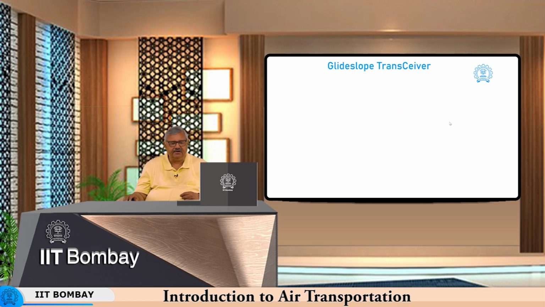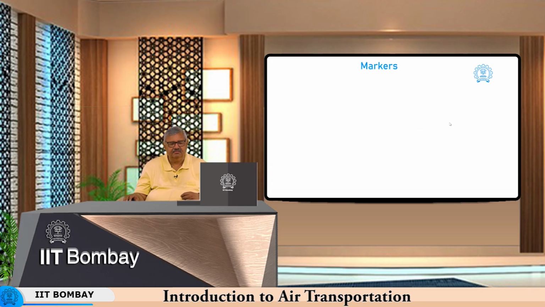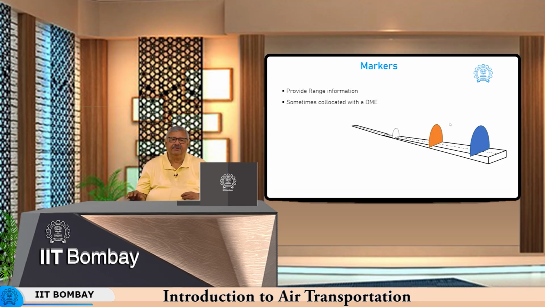The next important component is the glide slope transceiver, which is again a transmitter and receiver. This provides vertical azimuth and it helps in automatic landing. This is working on an ultra high frequency. And then the third component is the markers. They provide the range information. Sometimes we locate them with a distance measuring equipment or DME, because both of them are instruments which give range. As you can see, there are generally 3 types of markers.